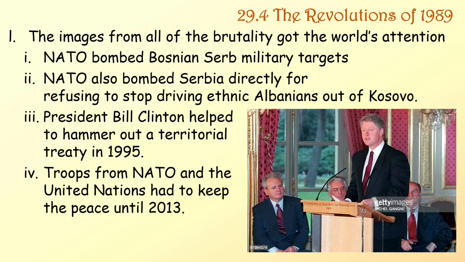The images from all of the brutality got the world's attention. NATO bombed Bosnian Serb military targets, and NATO also bombed Serbia directly for refusing to stop driving ethnic Albanians out of Kosovo. President Bill Clinton helped to hammer out a territorial treaty in 1995, and troops from NATO and the United Nations had to keep the peace there until 2013.